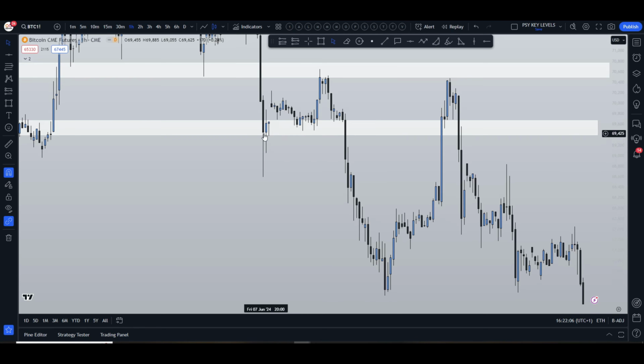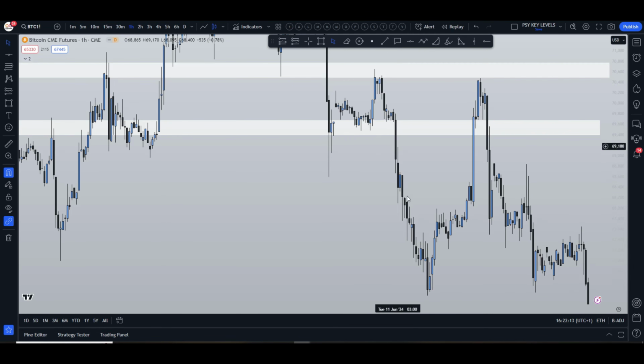Normally we got candles closing up here. All these were rejections. This is the first time the candle closed below. So now I know, okay, the sellers' intent is to push the market further lower.